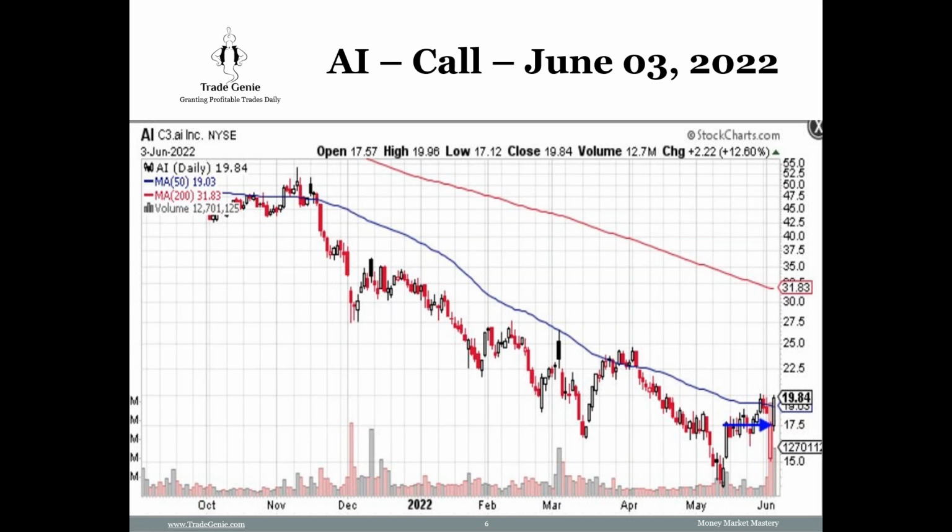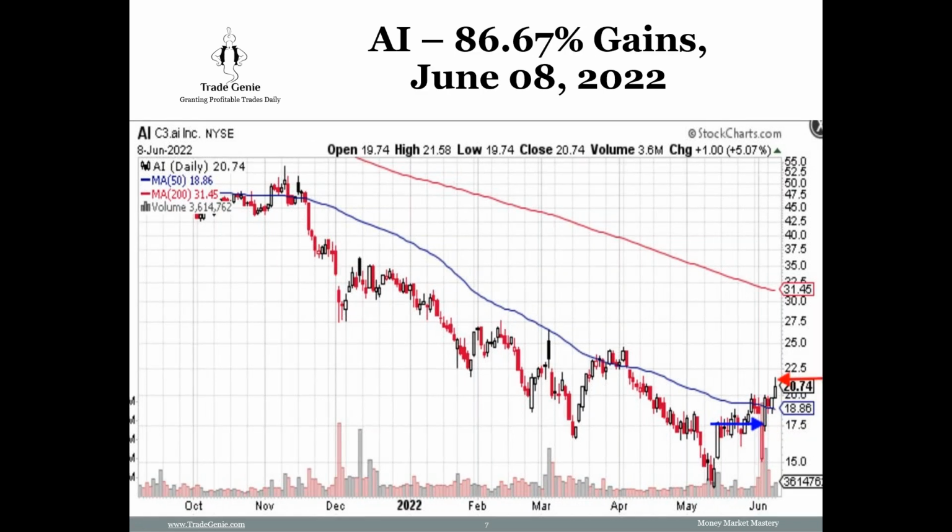So now I entered in the calls, and I closed here at this level, 2074. I closed for an 87% gain. So it took 5 days to close at 86%. So this is not bad.